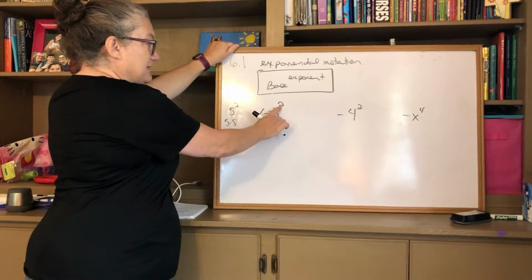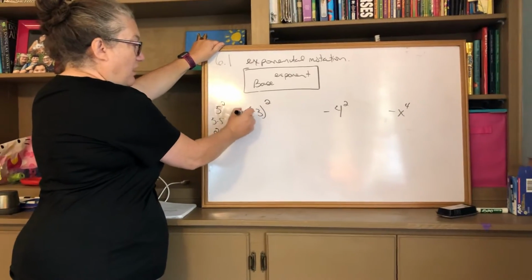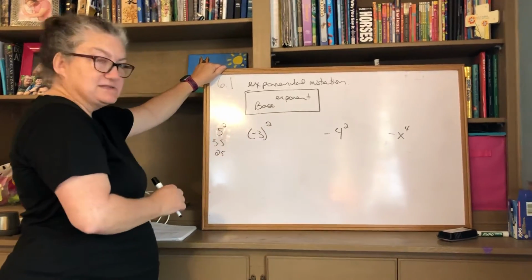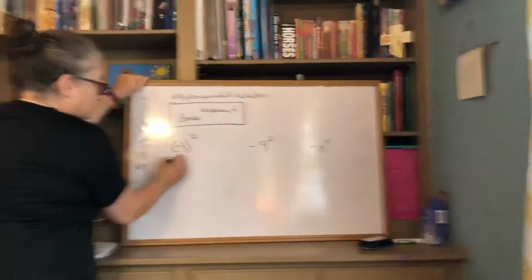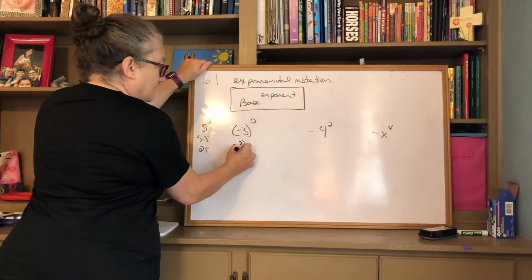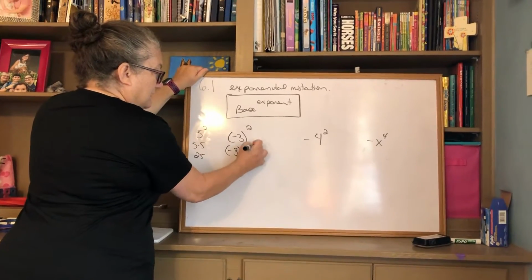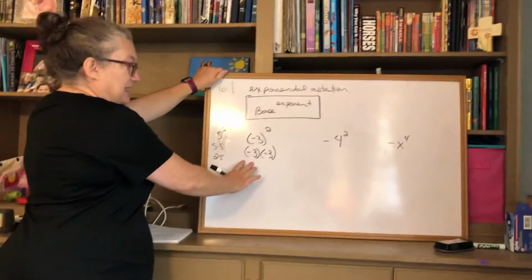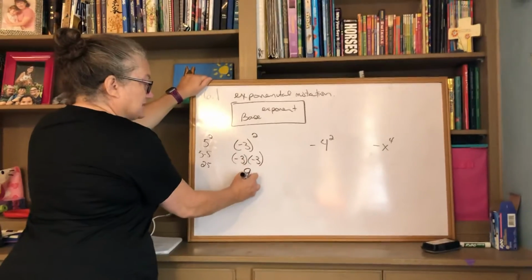Here, this is telling me that I have 2 factors of all of this that's in the parentheses. So this would be 2 factors of a -3 and a -3. So this would be -3 times -3, which is a +9.